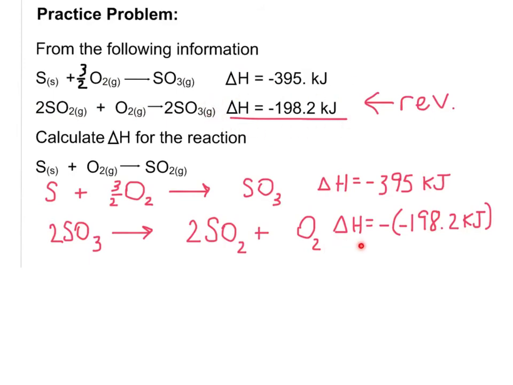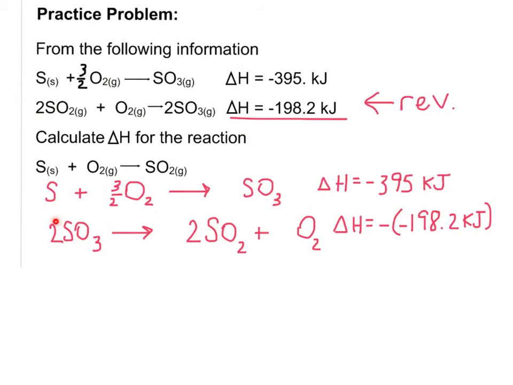I say the change in enthalpy is a negative of this value of negative 198.2 kilojoules, which means it's just a positive 198.2 kilojoules of energy. Now, we still have some discrepancies. Look at this. When I add these reactions together, my sulfur trioxides will not cancel out. And that's a problem, isn't it?